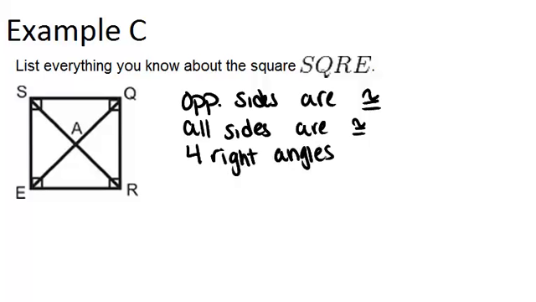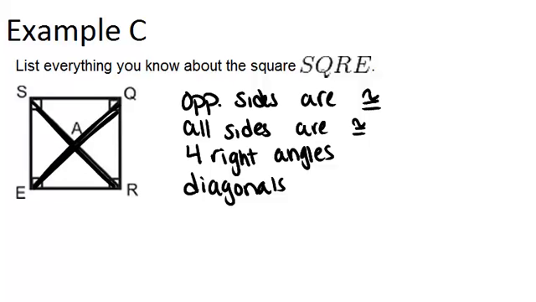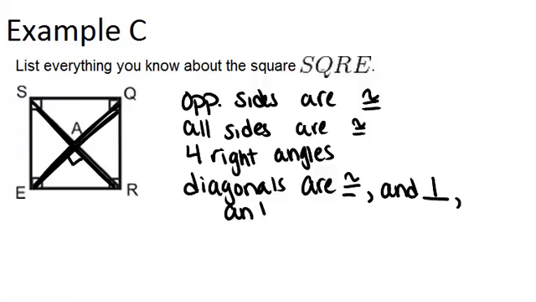We know a bunch of stuff about the diagonals. The diagonals have to be congruent, which means that EQ is the same length as SR. And it should look like that if you look at it. The diagonals are congruent, but they're also perpendicular. So they meet at a right angle. And they also bisect each other. So there's a lot of stuff about diagonals.